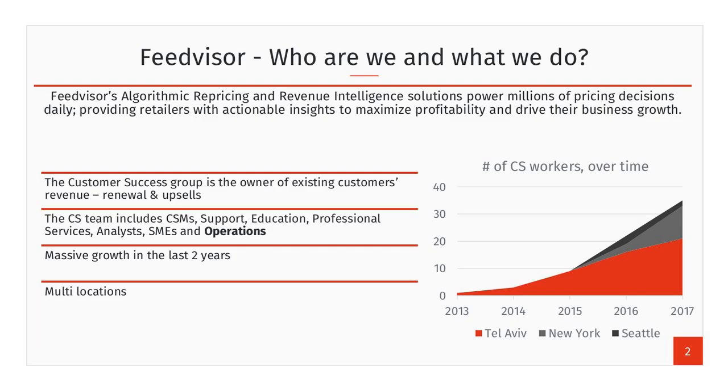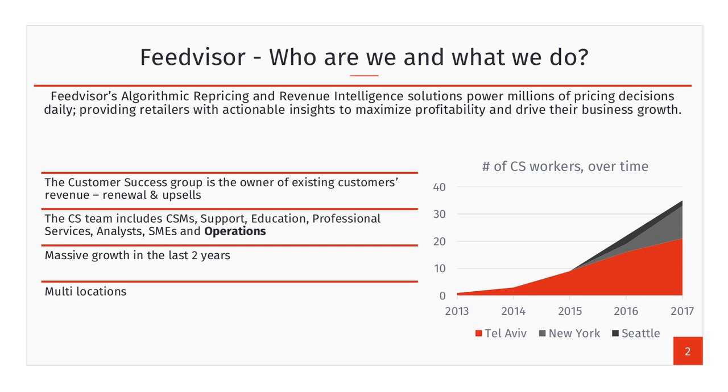First, I just want to explain what Fitvisor is and who we are and what we do. So Fitvisor, our product, is an algorithmic repricing and revenue intelligence solution for retailers that helps them to maximize their profit and drive their business growth.